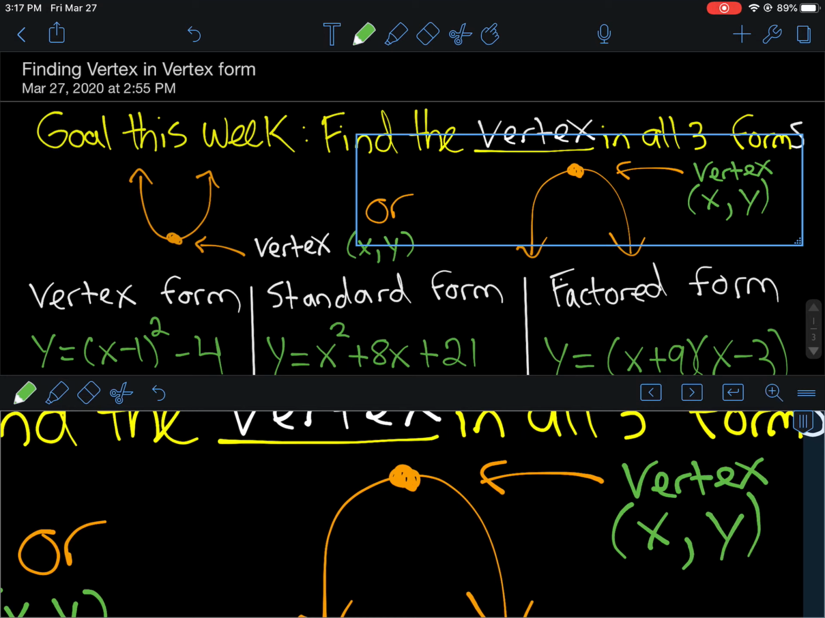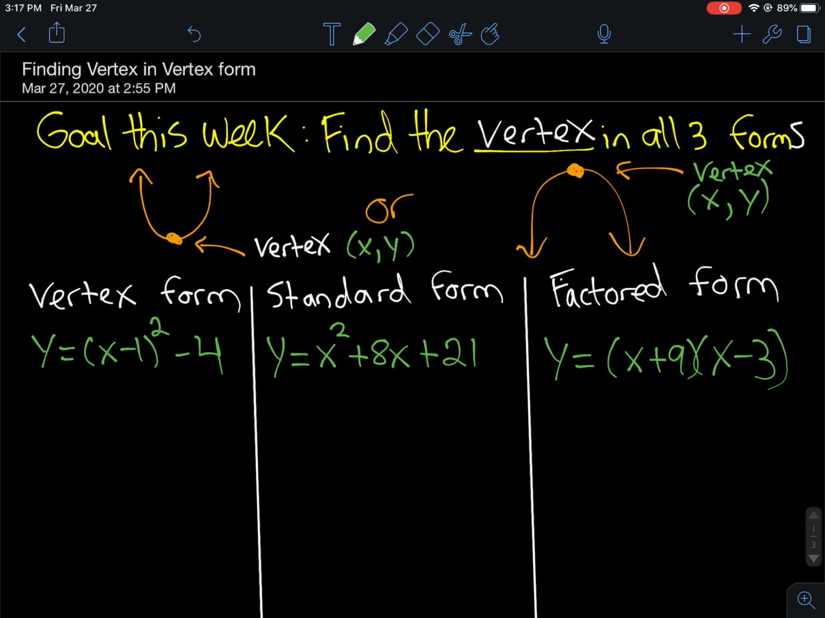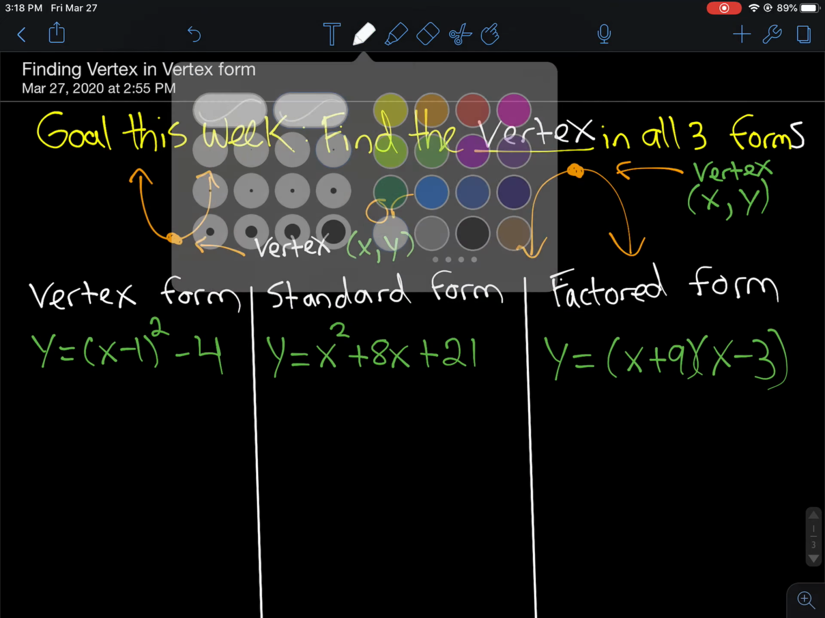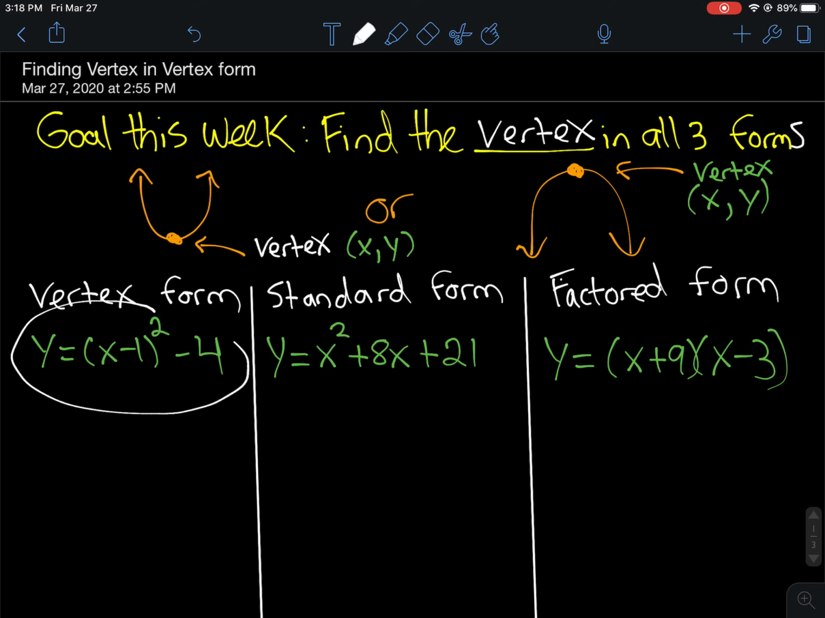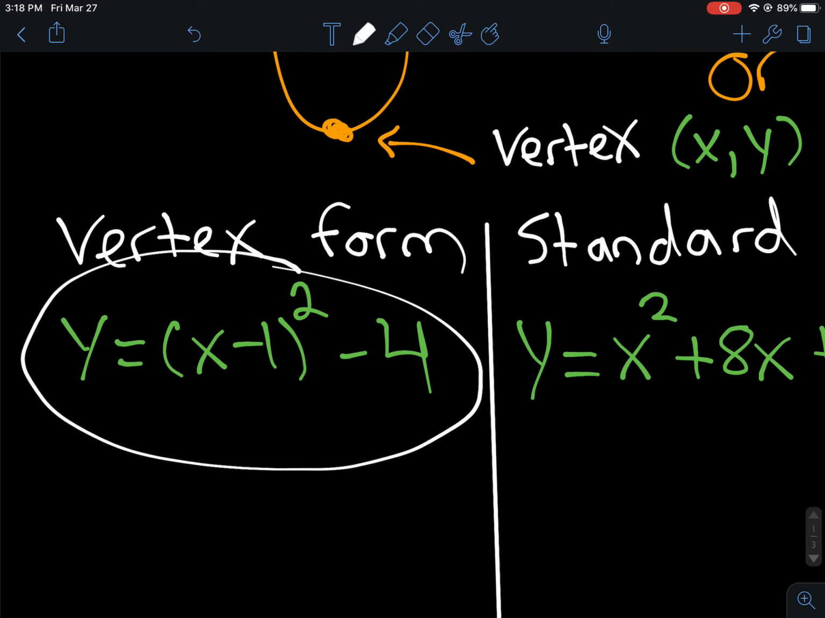So this is a reminder, what is a vertex? A vertex is the very bottom of the hill or the very top of the hill. Or when you look at the parabola, it's where the U starts turning. And it's the most important point that you have to be able to find when you're graphing. Remember, there's three forms. Today, this video is all about being able to find the vertex in vertex form. Tomorrow and the other day will be the other forms, but we're just focusing on this today.